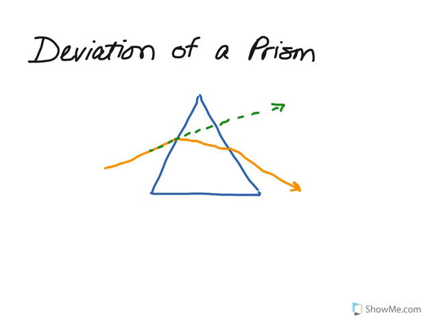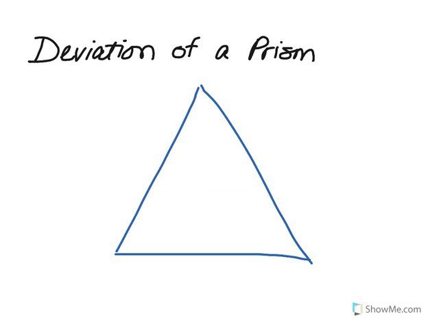Instead, the emergent ray is coming out at a different angle. And so if we were to extend the emergent ray backward, you can see where these intersect. And this angle here, we would label as delta, and that's the angle of deviation of this prism. So you look at where the incident ray was going, compare that to where the emergent ray actually went, and then the angle between the two we label the deviation of the prism.